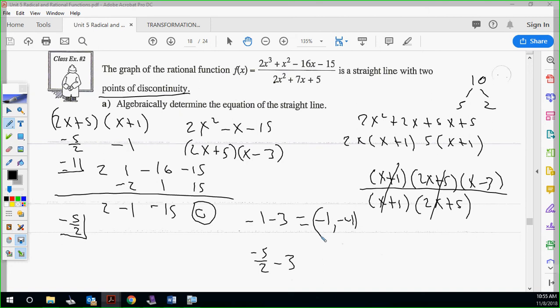We're doing part B on the bottom here. Okay, and then negative 5 halves minus 3, that's going to be negative 11 halves. So it's going to be negative 5 halves, negative 11 halves as a point of discontinuity. So there's my 2 holes.